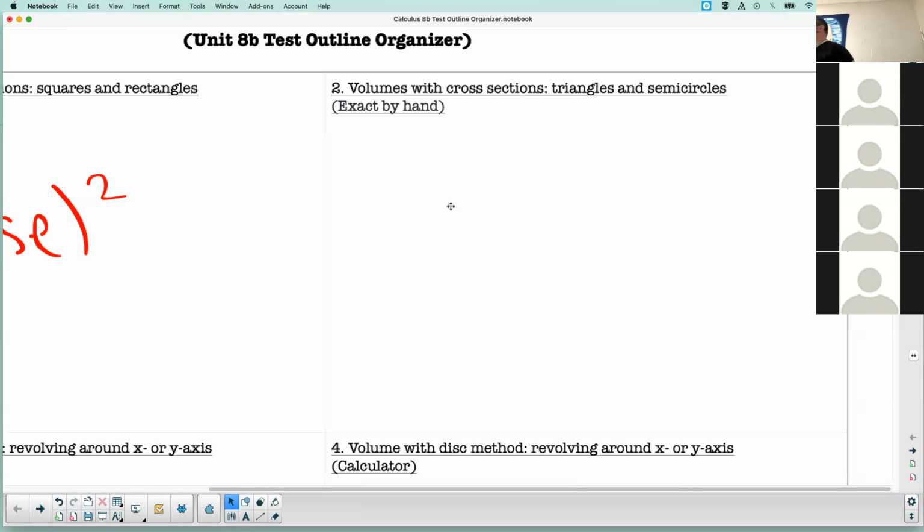Sure. Joe, who are we calling on for the next one? Okay, Josh. Do you think you can write down the 2 different formulas we need? The one for the isosceles right triangle with a leg on the base, and a semicircle with a radius on the base. If you need assistance, it's written right next to the board.